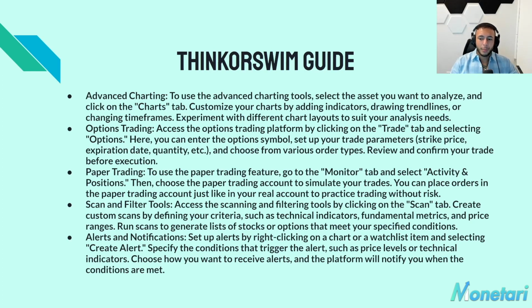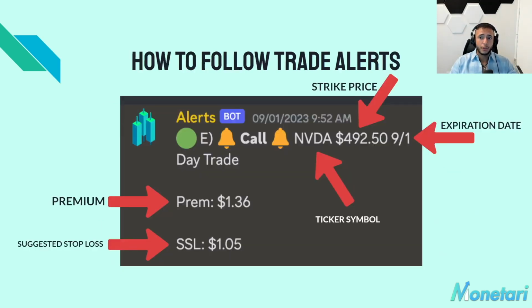Okay, and you can set up alerts by right-clicking on a chart or something in your watch list, and then you just select create alert and specify the conditions. Hey, alert me when Apple passes 185, or alert me when Microsoft drops below 320, or whatever it may be. And then you set up how you want to receive that alert, and then it alerts you. Okay? Now, how to follow our alerts, very, very simple.